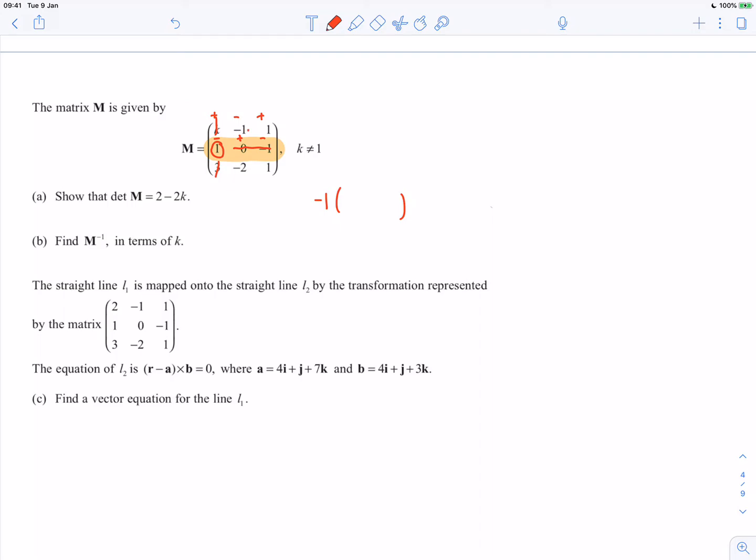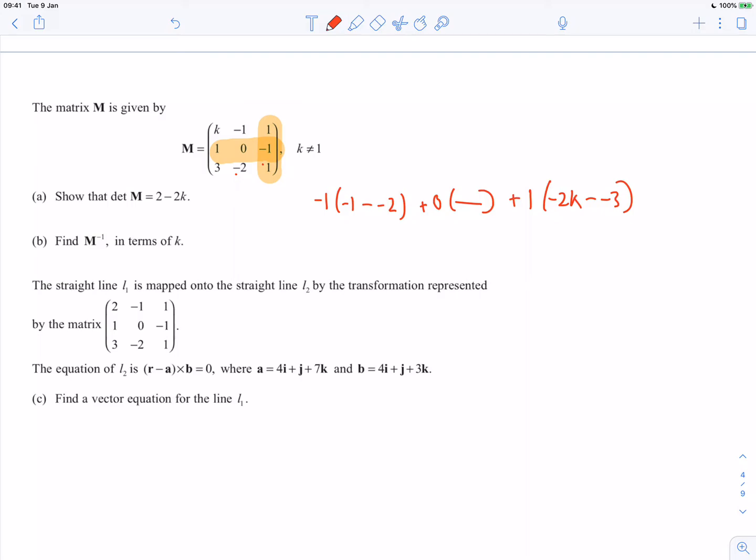So now you've got the -1 times 1, which is -1, minus the 1 times -2, which is a -2, plus 0, which you don't have to worry about because it's times by 0, and then a minus -1, so that becomes a +1. And now, if you ignore that row and that column, then I've got k times -2, which is -2k, minus a -1 times 3, which is a -3.